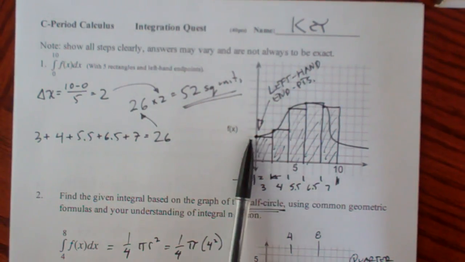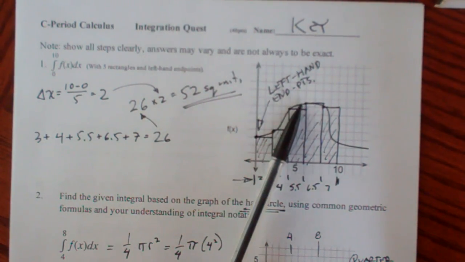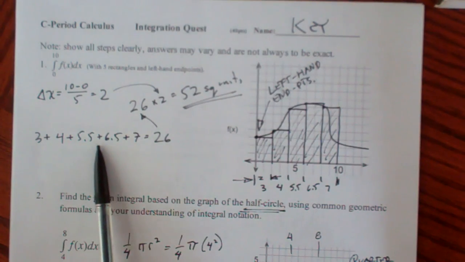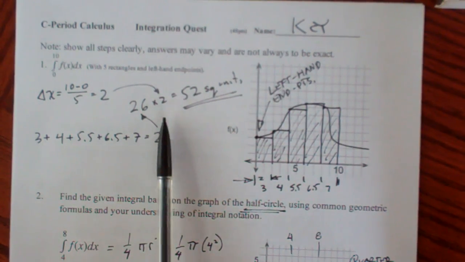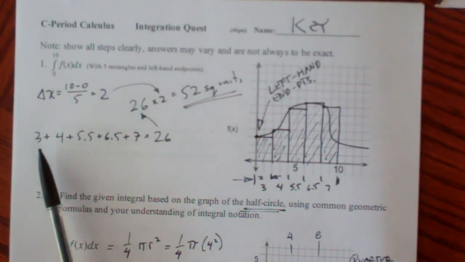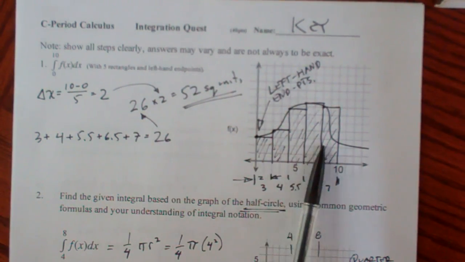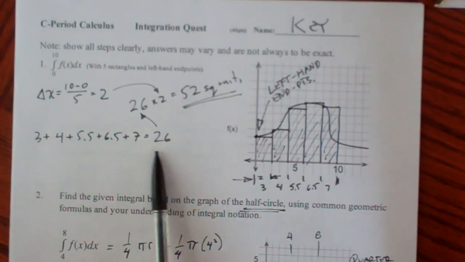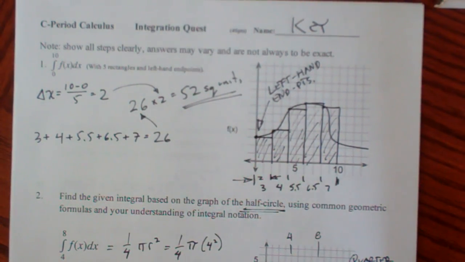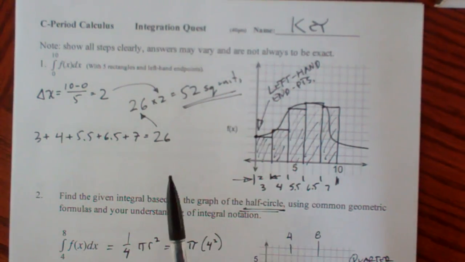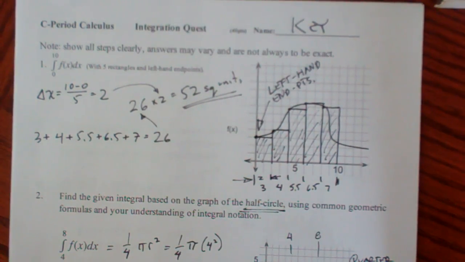I thought it was about 3 high, 4, 5.5, 6.5, 7. I add all those up. That gives me 26. I multiply 26 by 2. You could certainly multiply each one individually by 2 if you want to find each individual rectangle, but we know from our distributive property that that works mathematically. So I've got 52 square units. Anything from 48 to 56 is probably good.